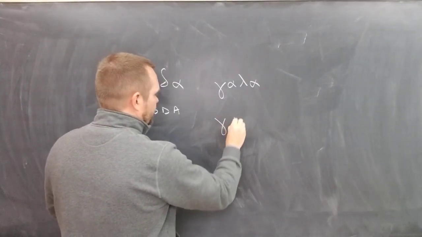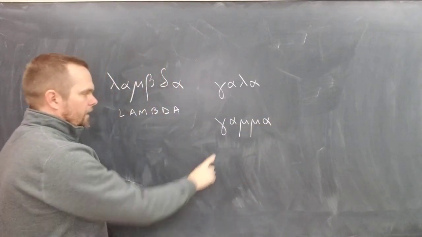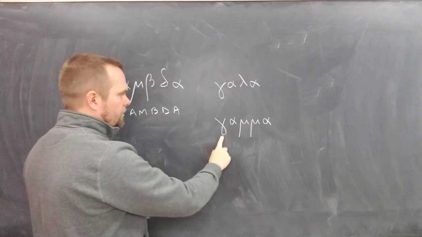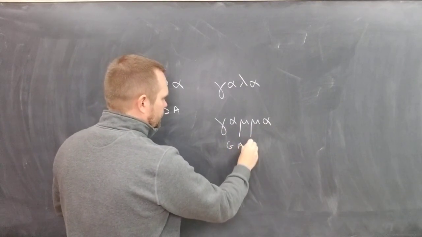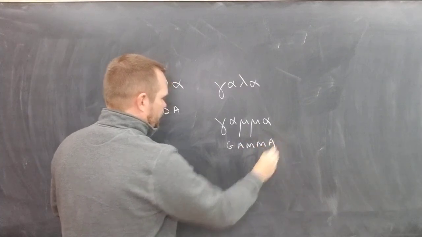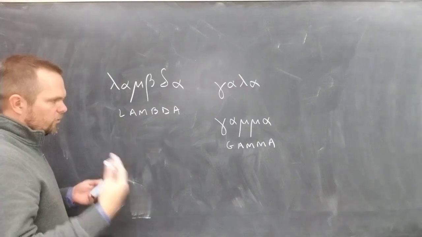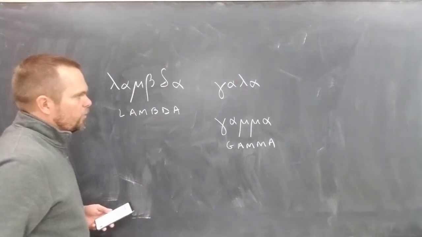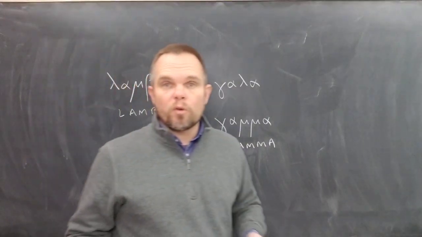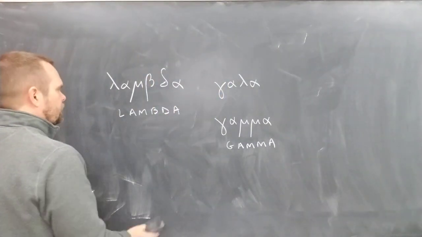The third letter of the alphabet is gamma. Gamma. Gamma alpha, mu, mu alpha. That's the name of the third letter of the alphabet, gamma. So we can begin to read real Greek words by the time we've reached the letter nu in the Greek alphabet. Let's keep moving along.